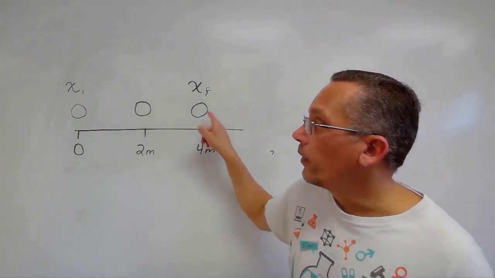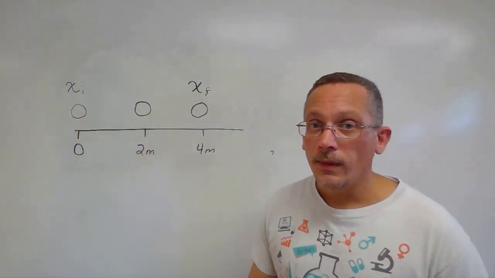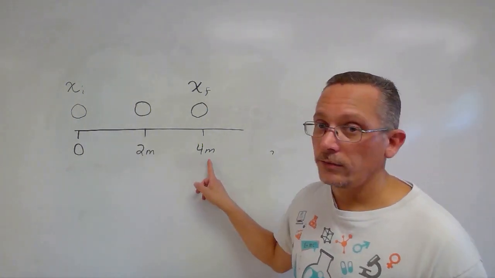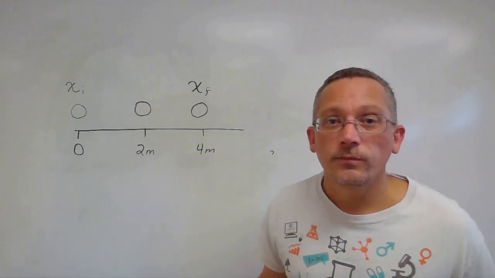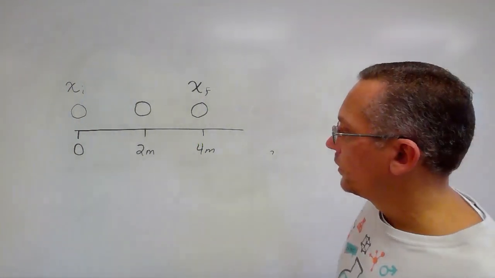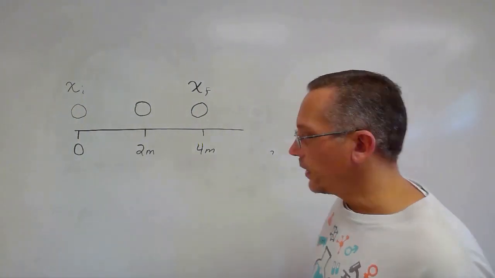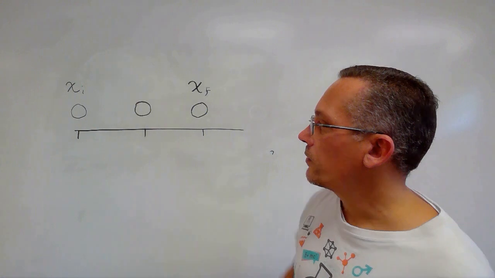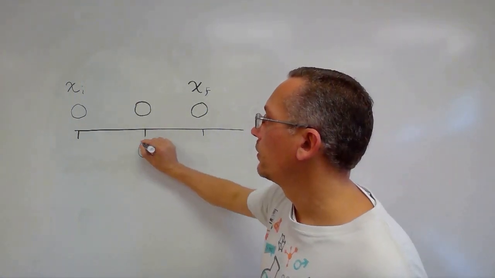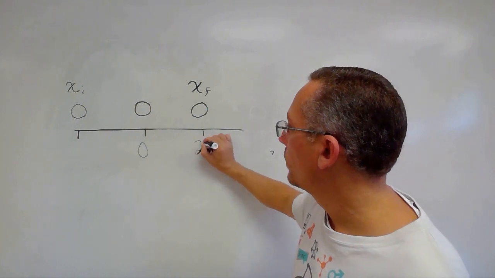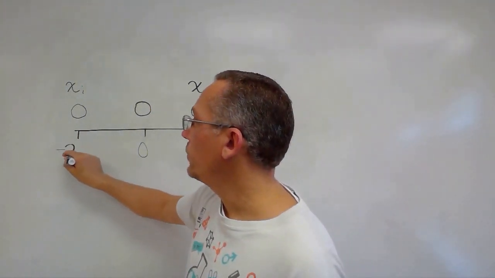So how far is my ball from where it started? It's a pretty easy problem. Most of you can probably see it's 4 meters from where it started, right? What if I had called a different place 0? What if I had called this one 0? Then this one would be 2 meters, and this one would be negative 2 meters.